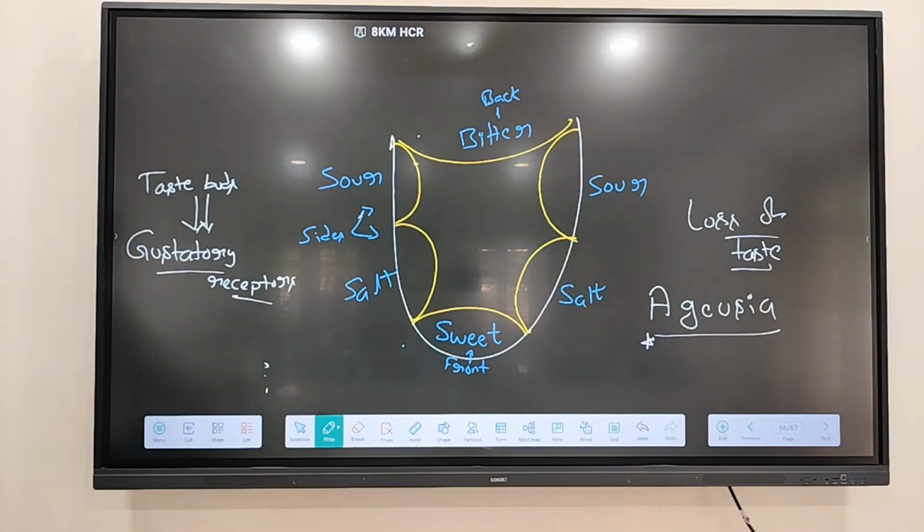Insomnia means the condition in which you cannot sleep. Sleeplessness. You're trying hard to get sleep, but you can't. That condition is called insomnia.